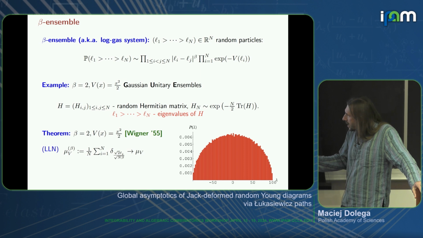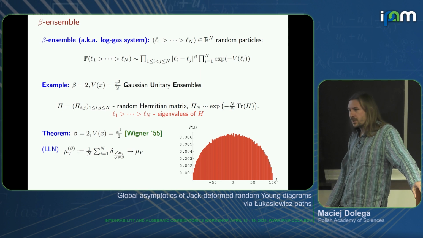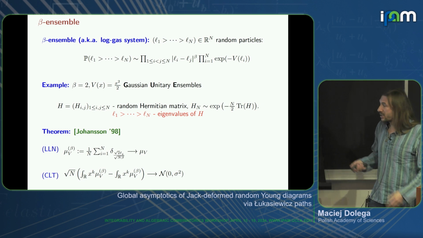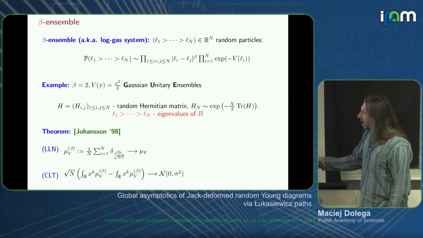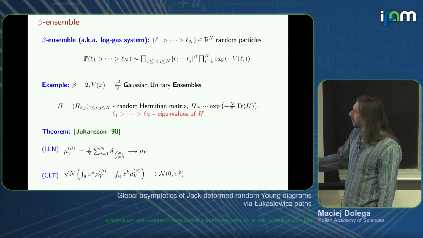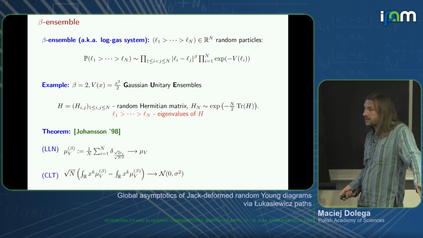What is interesting is that if you scale your eigenvalues appropriately using the parameter beta, the limit shape doesn't depend on beta. So there is this universality: you always see this semicircle law, and it really doesn't depend on beta. Once you have this, you can also ask what the second order asymptotic is, so what the fluctuations around this limit shape are. For a fairly large class of functions v and arbitrary beta, it was proven by Kurt Johansson that the fluctuations are Gaussian.